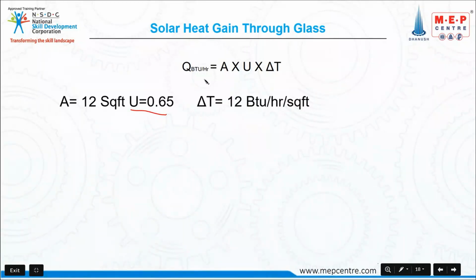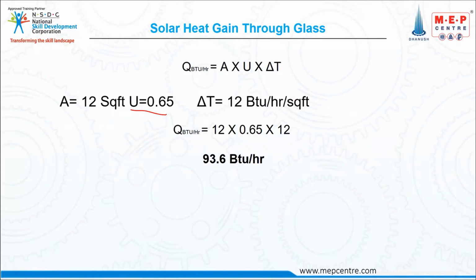So if you summarize all the values, 12 into 0.65 into 12, how much will you get? 12 into 0.65 into 12, 93.6 BTU per hour. Okay, hope this is clear, right?